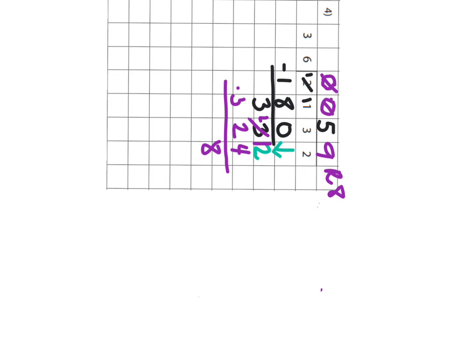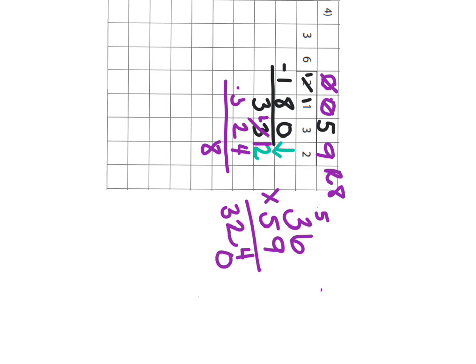One way to go back and check your answer is to use the inverse of division, or the opposite of division, which is multiplication. We would multiply this divisor of 36 times our quotient of 59. 9 times 6 would give me 54. I'm going to carry my 5. 9 times 3 is 27. Plus 5 would be 32. I'm going to put down my 0.